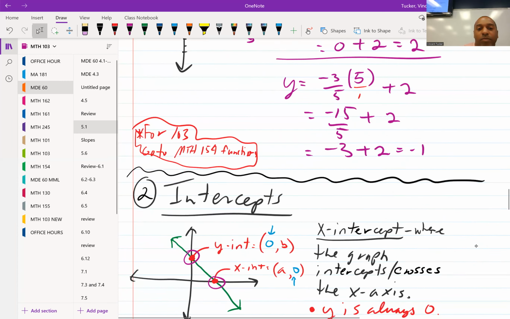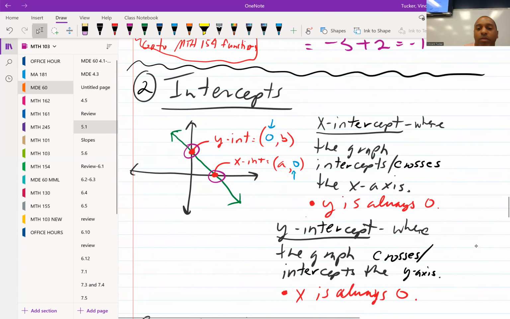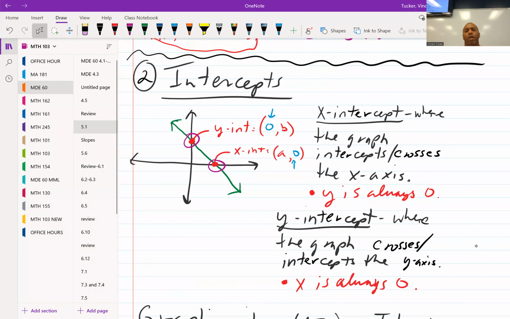So the next method is graphing by using your intercepts. Your intercepts are places where the graph actually intercepts the x and y axis. Your x-intercept will be where the graph intercepts the x-axis. The y-intercept will be where the graph intercepts the y-axis.